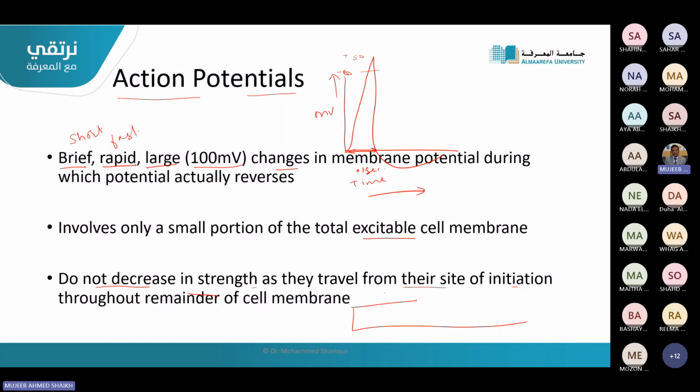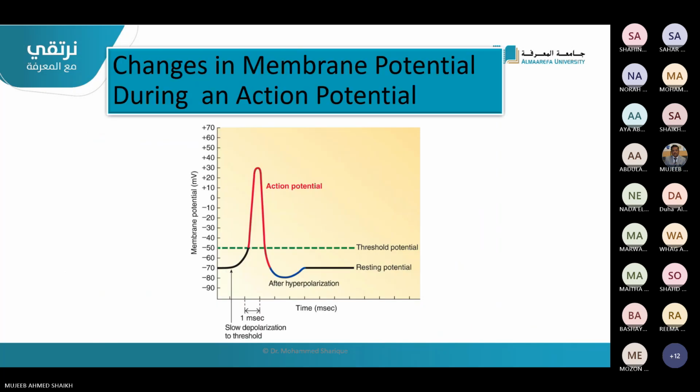Suppose this whole rectangle is a cell. If the action potential is produced here, it will be the same on the other side, traveling till the end. It will have almost the same height. It does not decrease in strength when it travels from one area to another. This is a property of action potential.